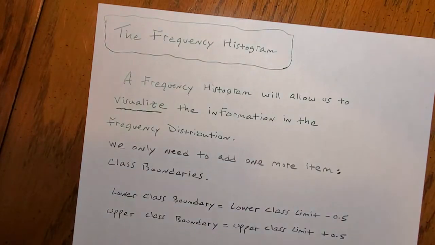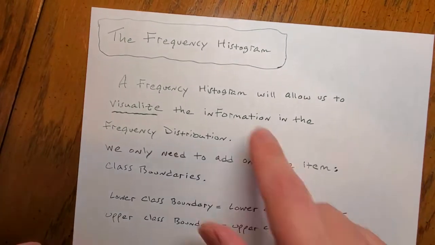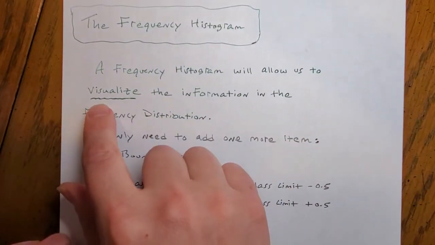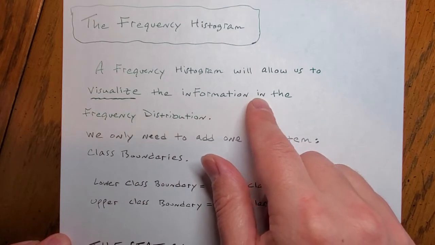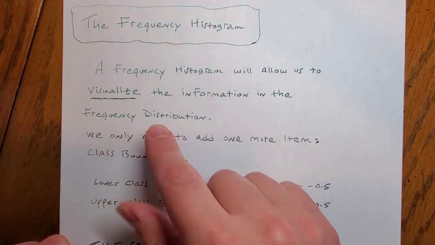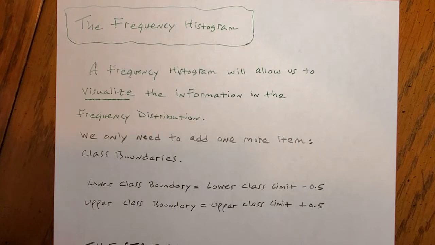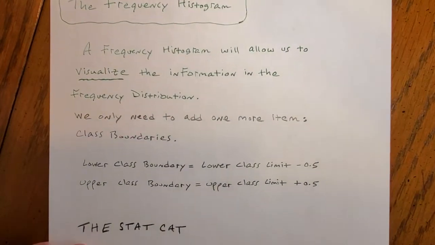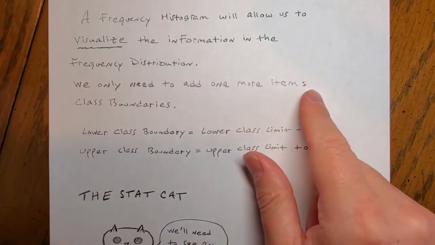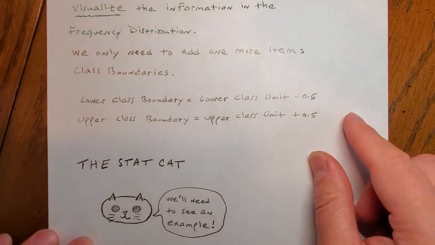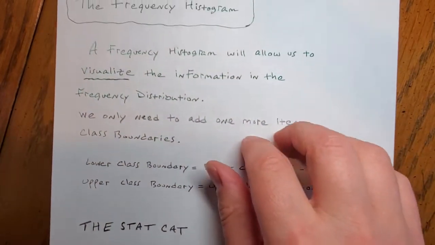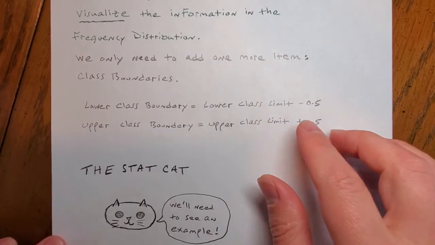Okay, now a frequency histogram will take that a little bit further, and it will allow us to visualize the information in the frequency distribution, because people are generally visual. They like to see things. Sure, you can look through a table, but it might be easier to look at a picture. Okay, at least some people are like that.